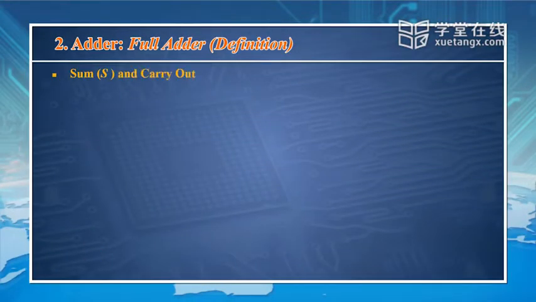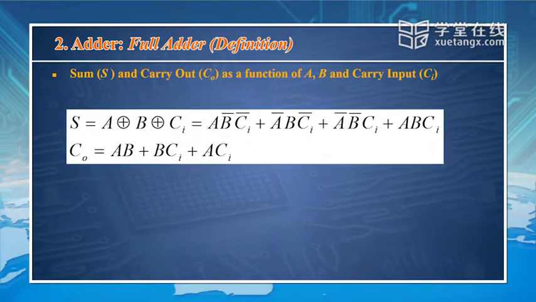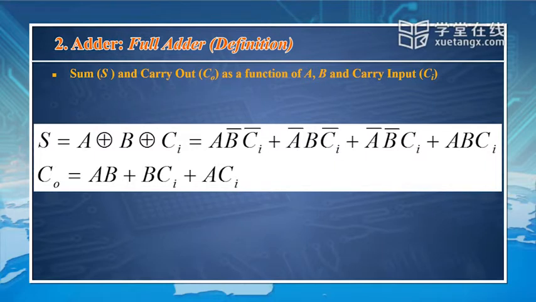And in this file, you can find out the expression for the sum and carry output. So the sum could be expressed as A exclusive OR B, then exclusive OR Ci, which is equal to A B bar Ci bar plus A bar B Ci bar plus A bar B bar Ci plus A B Ci. This is the expression for the sum. And also the CO equals AB plus BCi plus ACi. So this is a very fundamental expression for the generation of the sum and carry output.